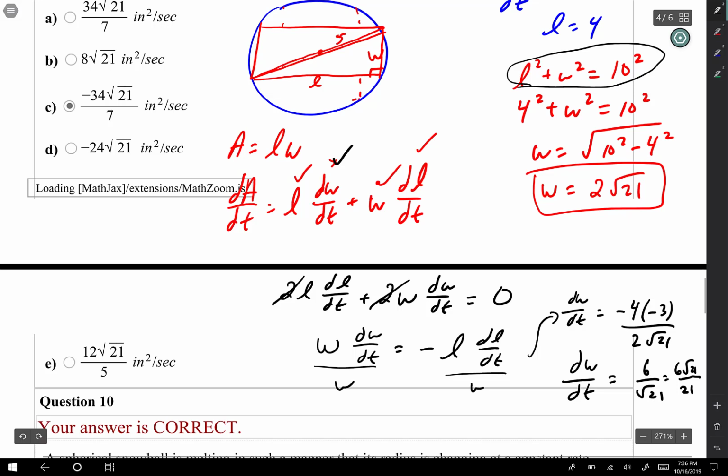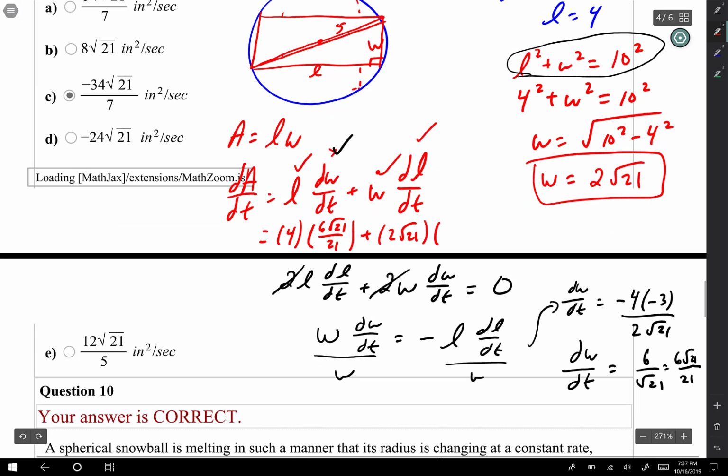So now, here it is. I'm going to plug it in, guys. I'm just plugging in. L is 4. dW/dt is this guy, 6 square root of 21 over 21, plus W is 2 square root of 21, and dL/dt is negative 3. So I'm going to plug that in. Let me take my little calculator. 4 times 6 square root of 21.